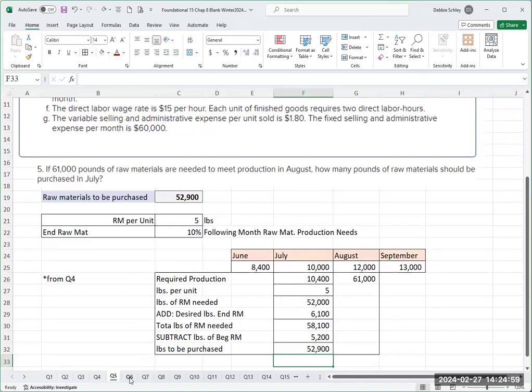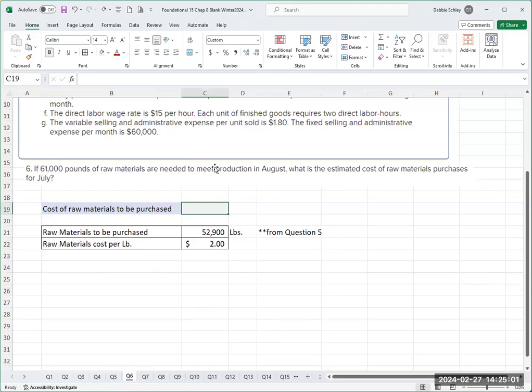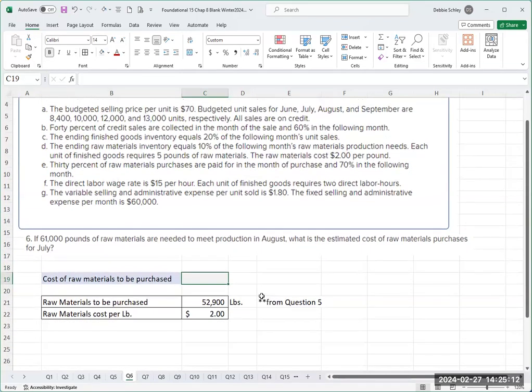Okay, so then in question 6, they want to know, same thing, but what's the cost of the raw materials to be purchased. So again, the answer from question 5 was 52,900 pounds. And my cost per pound was found in D right there at the end, $2 per pound. So I simply take the pounds to be purchased times $2 a pound.